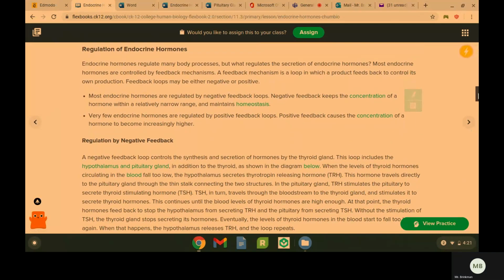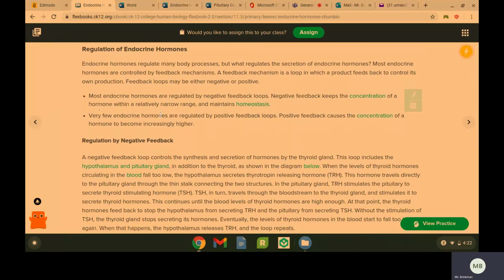All right. So these endocrine hormones need to be regulated so we don't get too much or too little. So we have what we call feedback loops. Most endocrine hormones are regulated by negative feedback loops. Negative feedback loops are going to keep the concentration within a narrow range to try and maintain homeostasis.